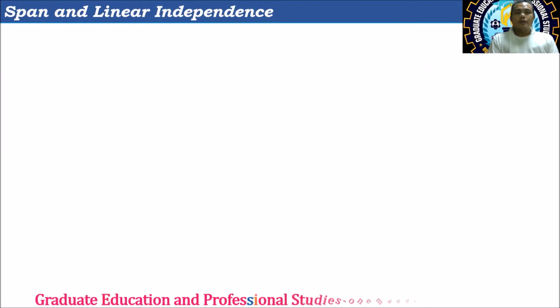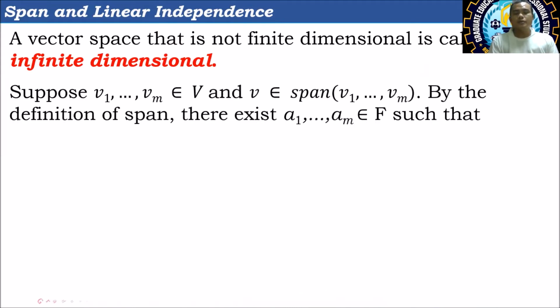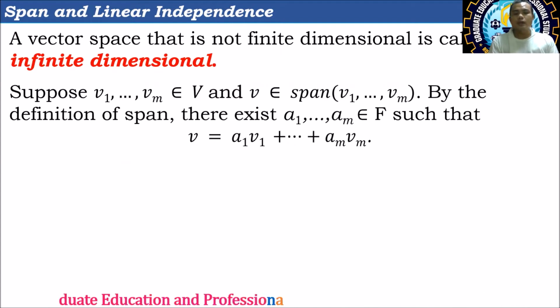A vector space that is not finite dimensional is called infinite dimensional. Suppose v1 to vm are elements of V, and v is an element of span(v1, ..., vm). By the definition of span, there exist a1 to am, elements of F, such that v is equal to the linear combination a1 v1 + ... + am vm.